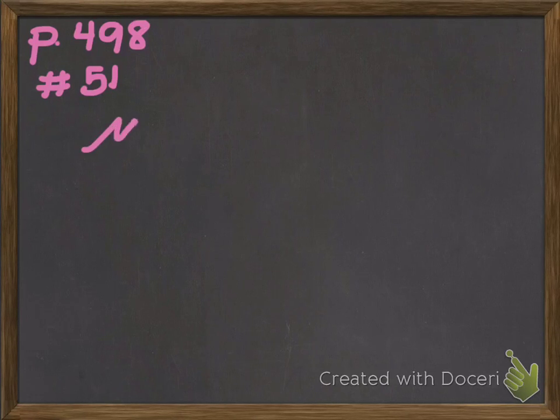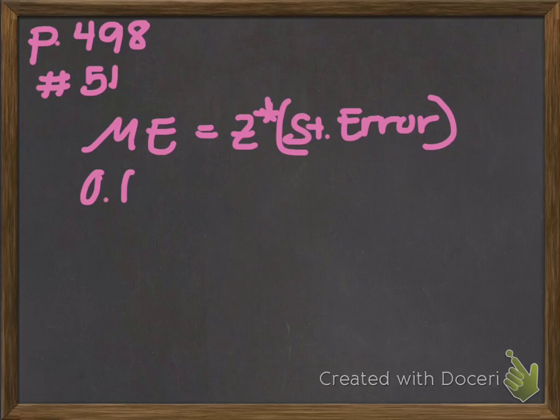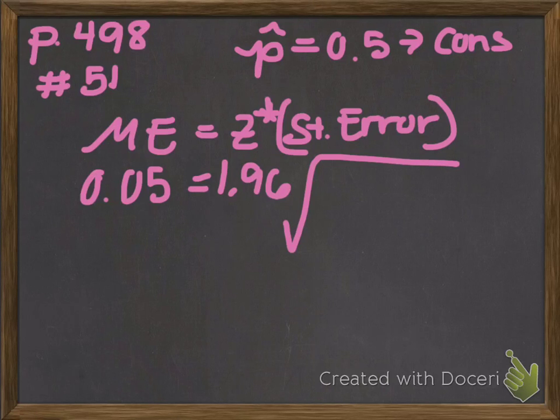So we know that margin of error is equal to z star times the standard error. We want the margin of error to be 0.05. If it's a 95% confidence interval, we know the z star is 1.96. Since it's a proportion, we're dealing with p-hats. We don't know what p-hat is, so we use 0.5. We call this a conservative estimate.